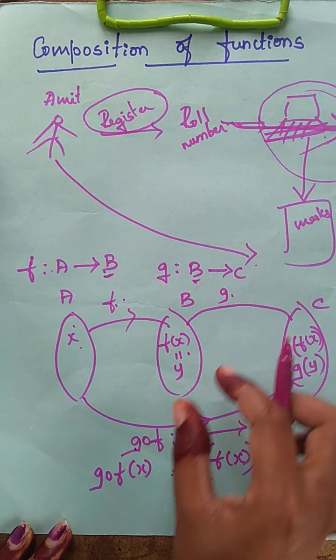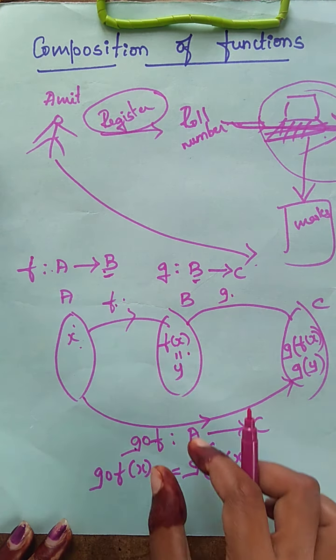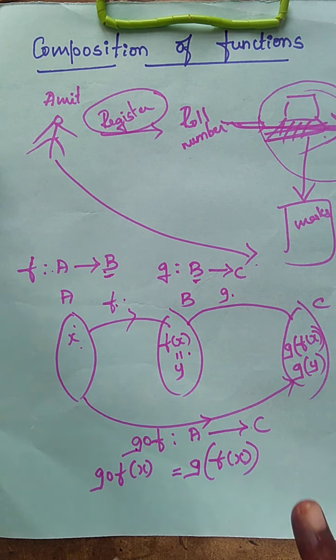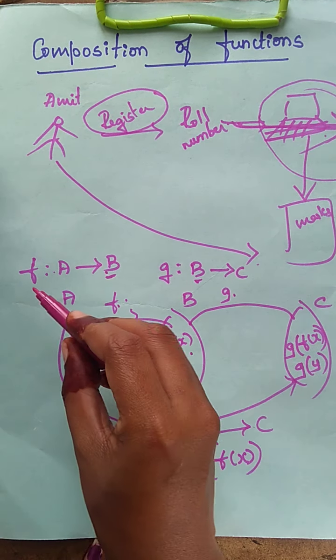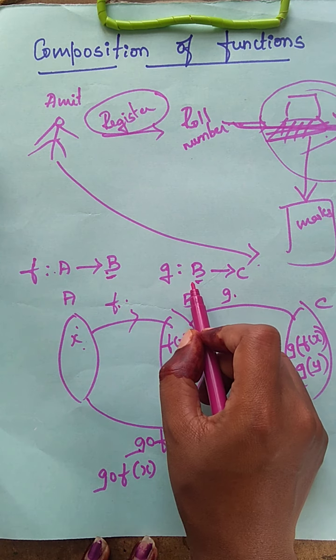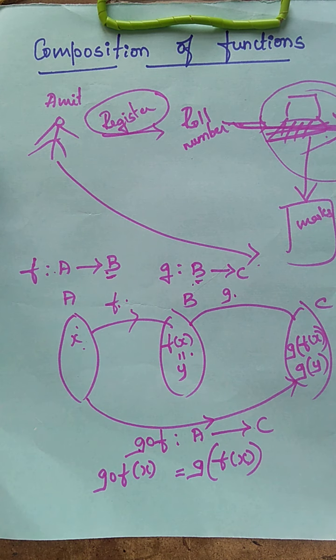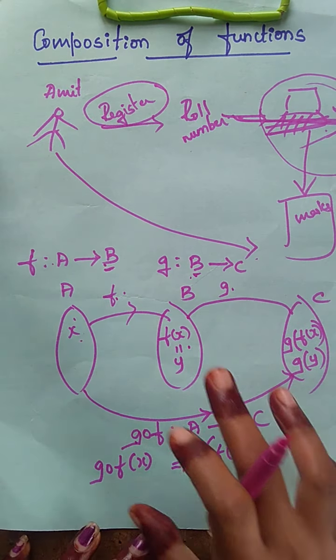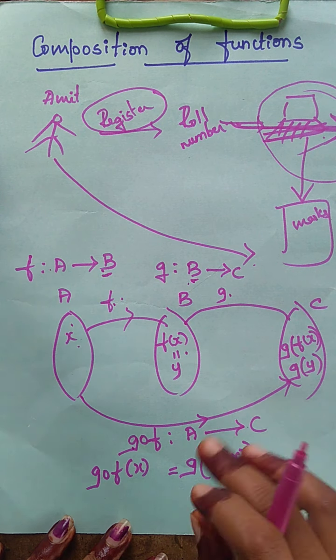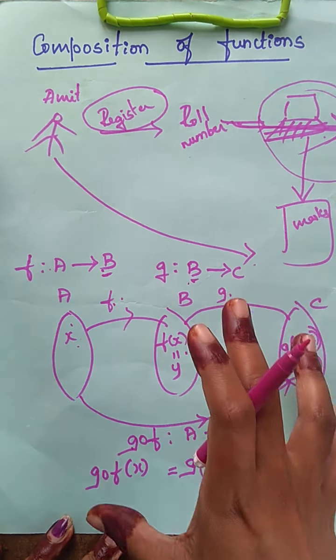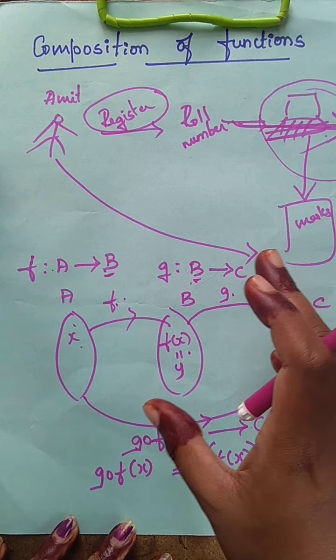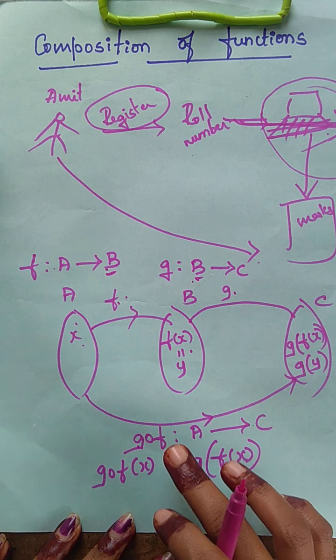So the second function should be written first, and the first function should be written second. This will happen only if the domain of one function is equal to the codomain of the other function. Only in such a case can we go for composition of functions. I hope you have got a slight idea about what composition of functions means. In the next class, we'll discuss an example, so that it makes the definition very clear. Thank you.